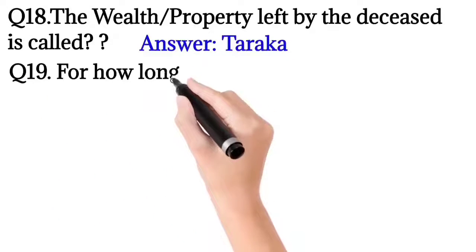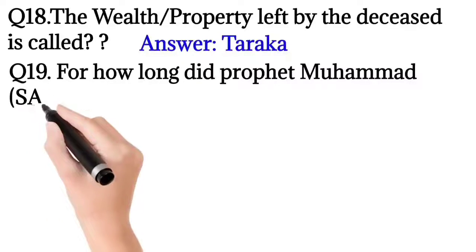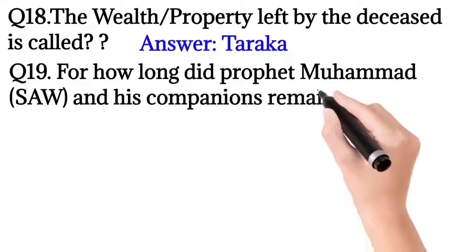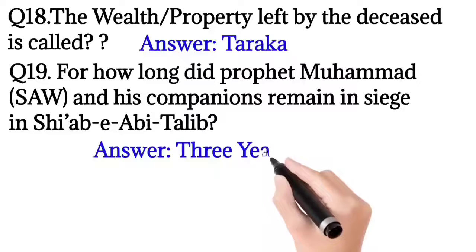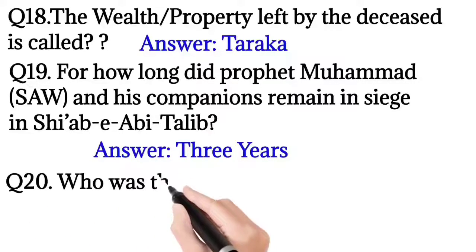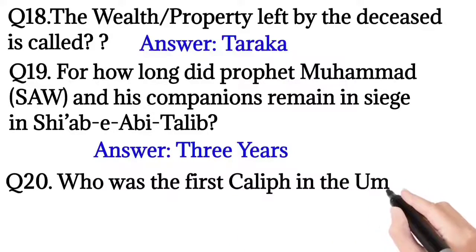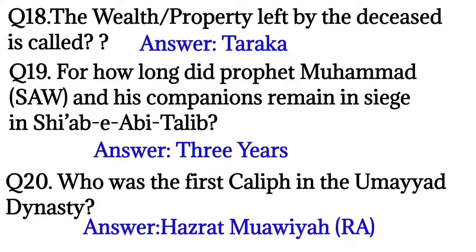Question number 19. For how long did Prophet Muhammad sallallahu alaihi wasallam and his companions remain in the siege of Abi Talib? So the answer is 3 years. Who was the first caliph of the Umayyad dynasty? So the answer is Hazrat Muawiyah Razi.